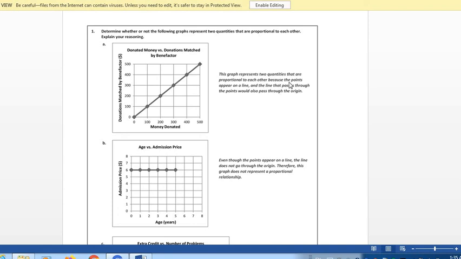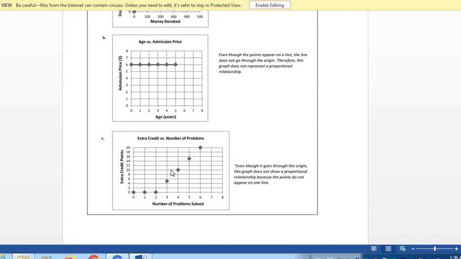Because the points appear on the line, and the line that passes through the points would also pass through the origin. Here the origin. So this graph represents two quantities that are proportional. Okay, in this graph, even though the points appear on a line, the line does not go through the origin. So therefore this graph does not represent a proportional relationship.